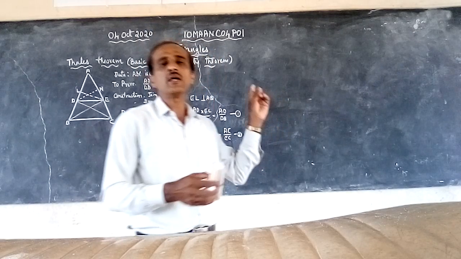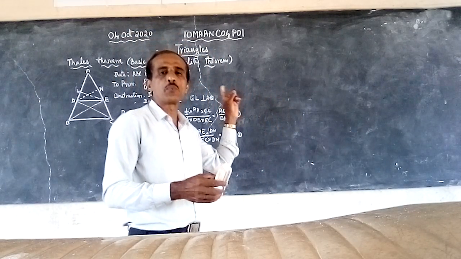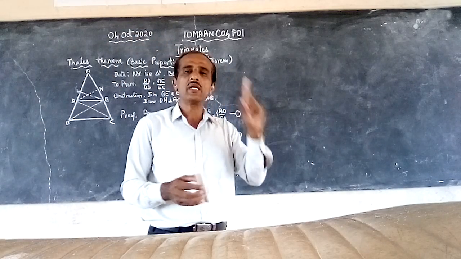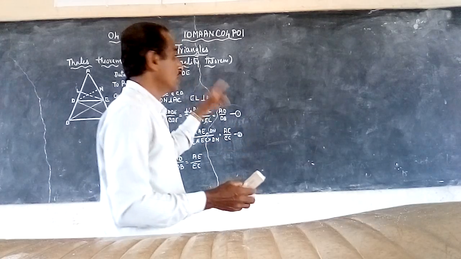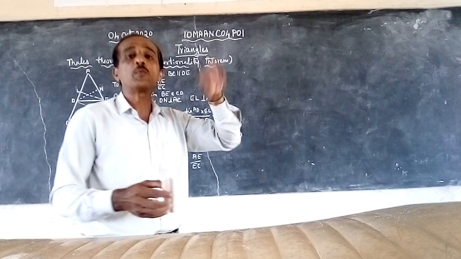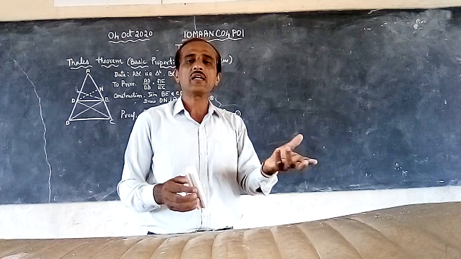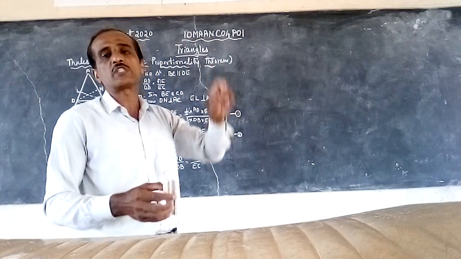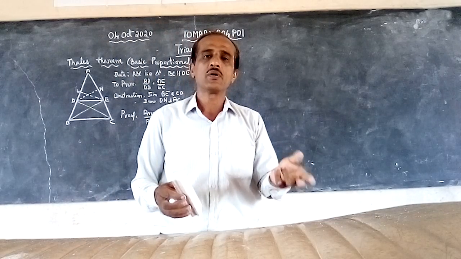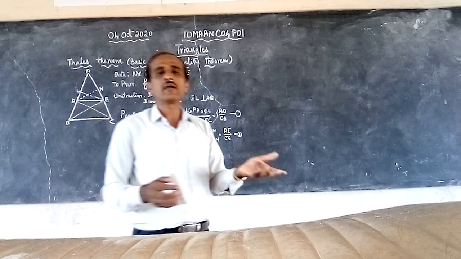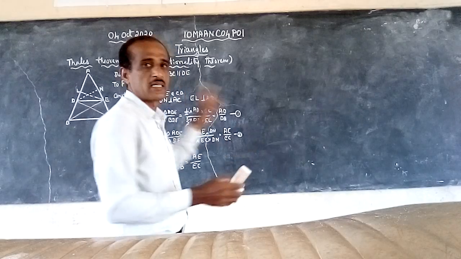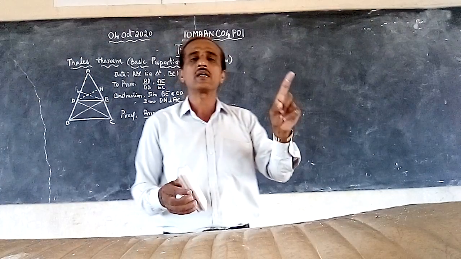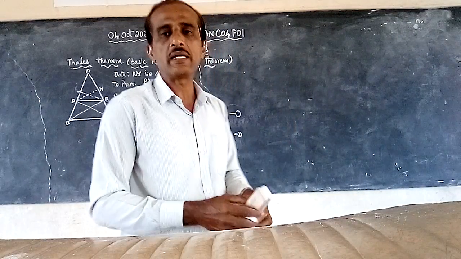On similarity, we have to prove one theorem. That theorem is very important from the examination point of view. That theorem is called the basic proportionality theorem. It is related to the proportionality of the sides. It was proved by a Greek mathematician called Thales. Therefore, it is also called Thales theorem or basic proportionality theorem.